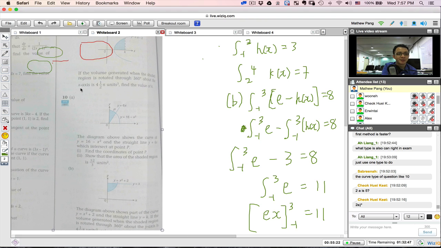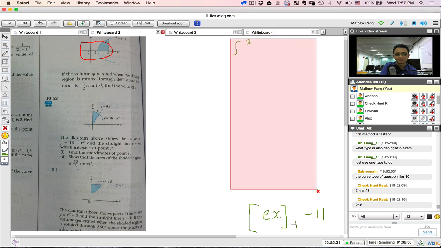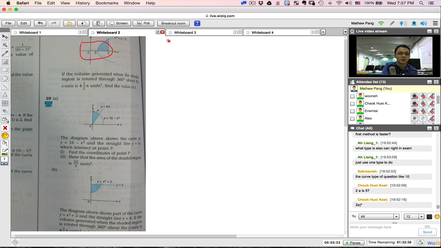You have any question, maybe you can stop me. Yeah, then I have more space here. Let me just erase everything I jot down here. Okay, for number 10. The diagram above shows the curve y equals to 16 minus x squared, and the straight line y equals to 6x, obviously, is over there, which intersect at a point P.